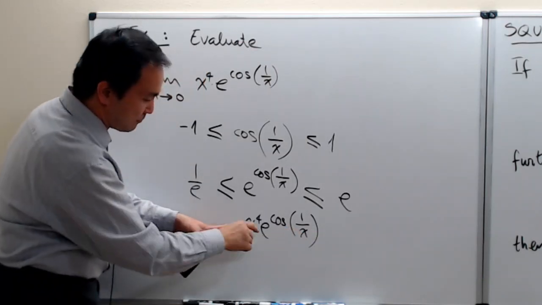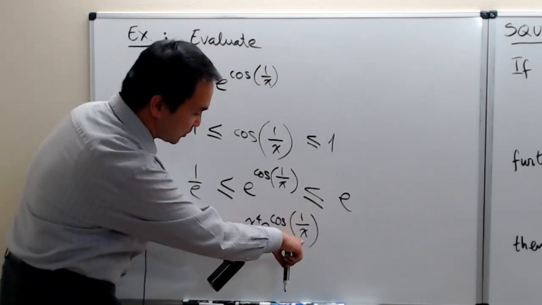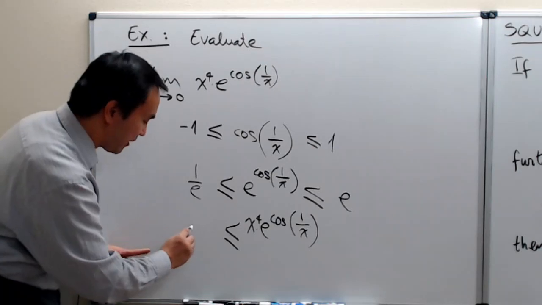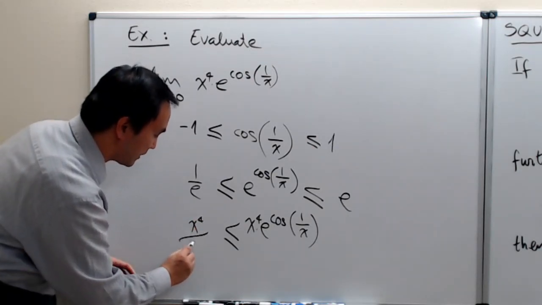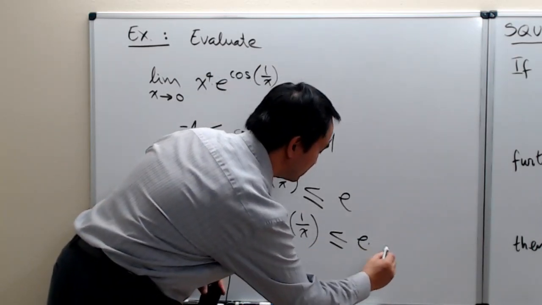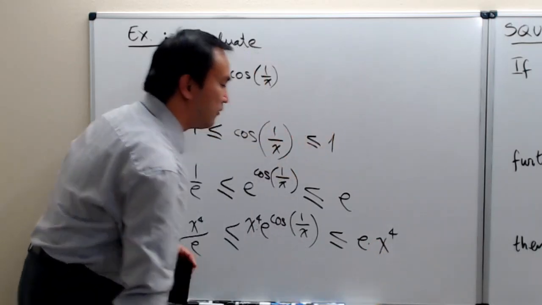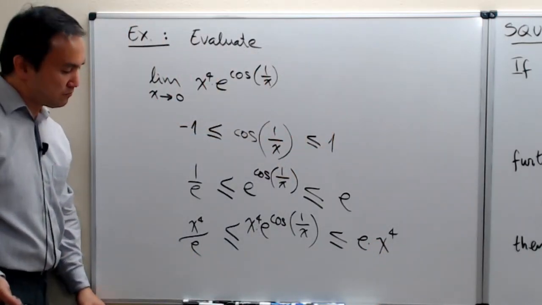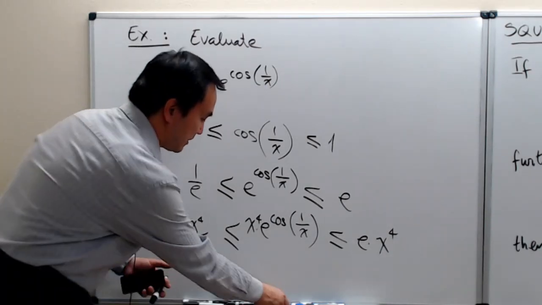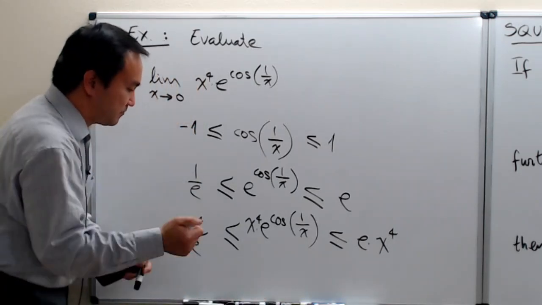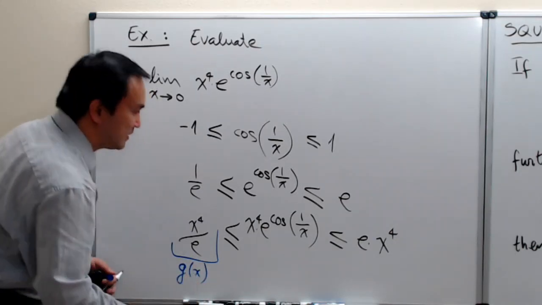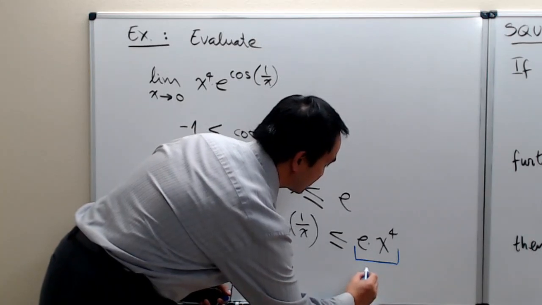Once I multiply x to the fourth to that e to the cosine of 1 over x, make sure we multiply x to the fourth to the very left function as well. So now I'm looking at x to the fourth over e, and on the other hand, I have e as a constant coefficient times x to the fourth. e is a known number. And so this is how I can recognize, maybe using a different color ink right here, that we can see this as g of x, and this part right here as h of x.